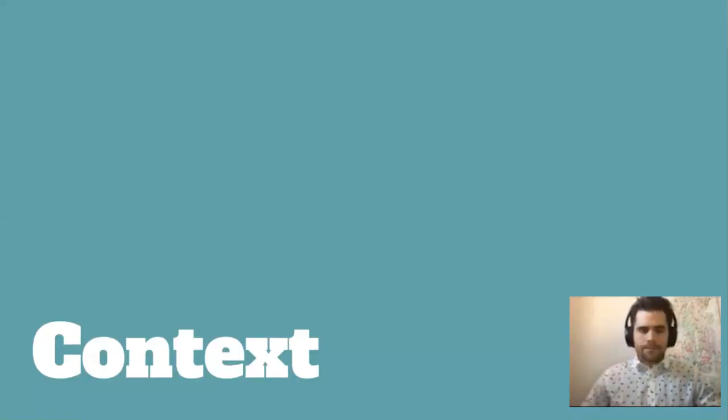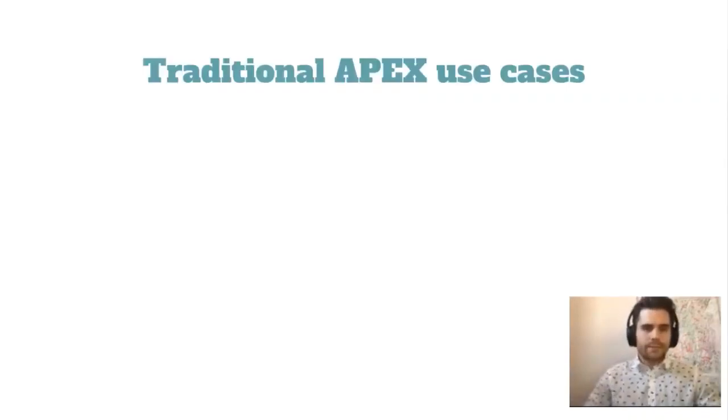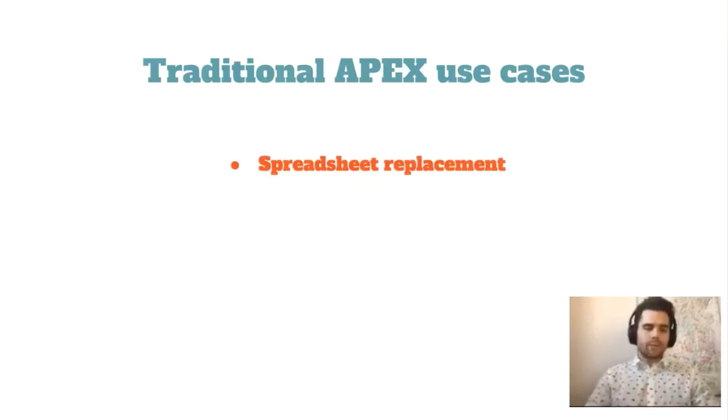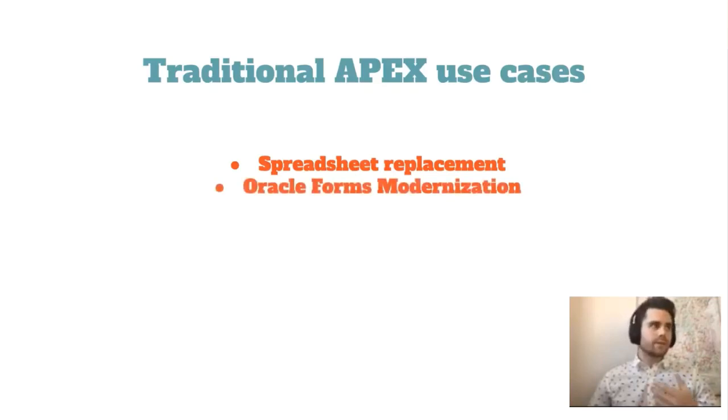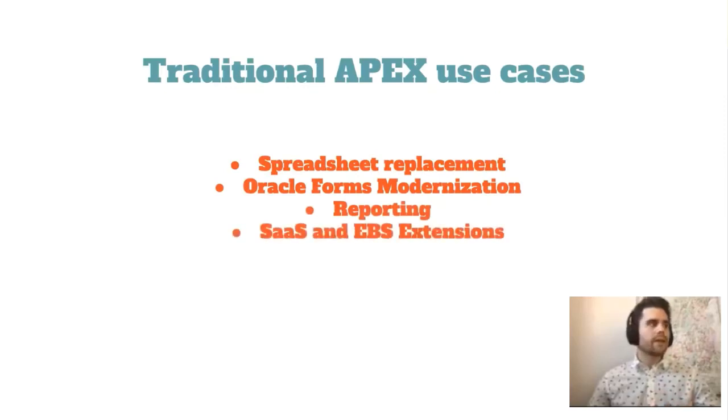Okay, a little bit more context here. As you may know, some traditional Apex use cases here, and I've taken that from the official Apex website. So what do you use Apex for? What kind of apps do you use Apex for? Spreadsheet replacements, Oracle Forms modernizations, reporting, SAS and EBS extensions. And I know this is true because, being in the business of consultancy, this is often the kind of projects we receive from clients.